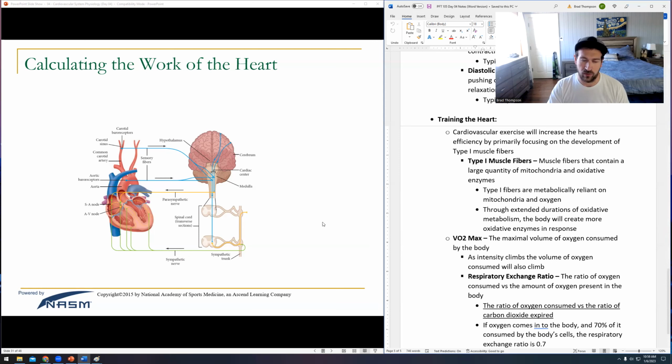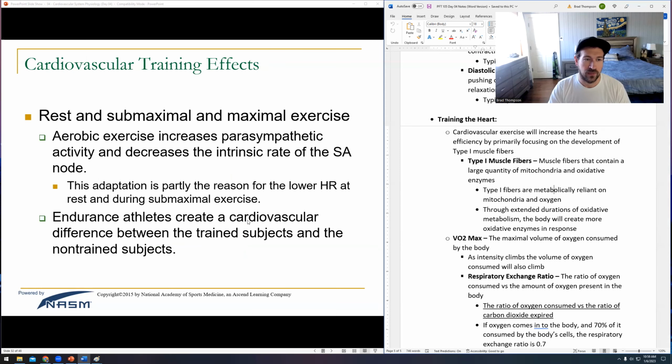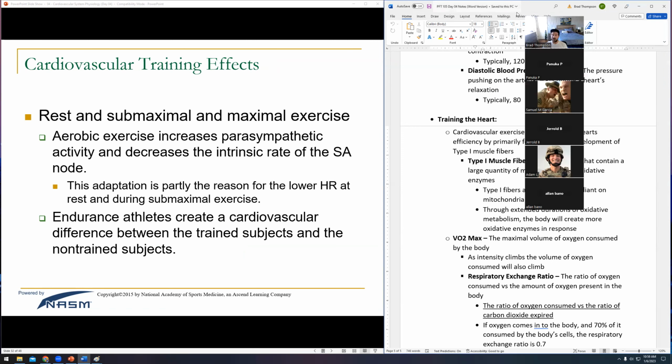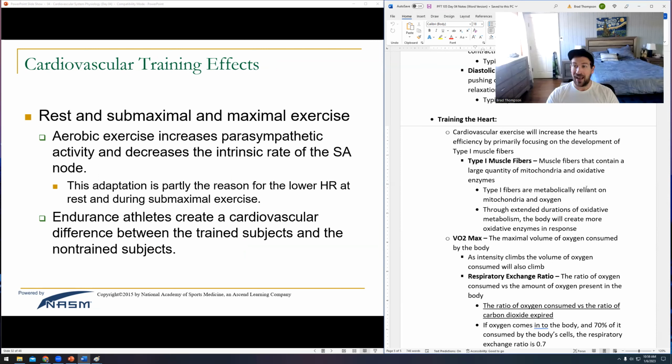And you're making your heart lift a little bit harder, or at least squeeze a little bit harder. So, cardiovascular training effects, right? Summarizing everything up today, let's go ahead and look at this from the aspect of actually increasing our athleticism, right? Sort of wrap things up by looking at how we can affect the heart in the gym.